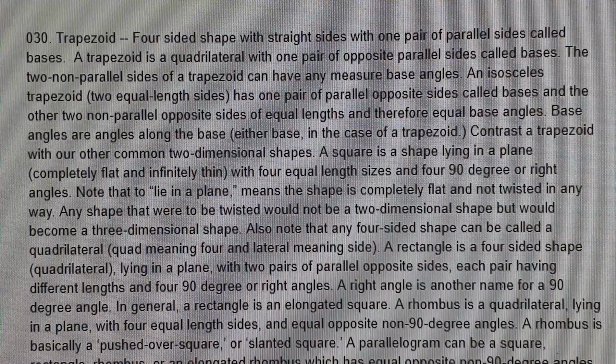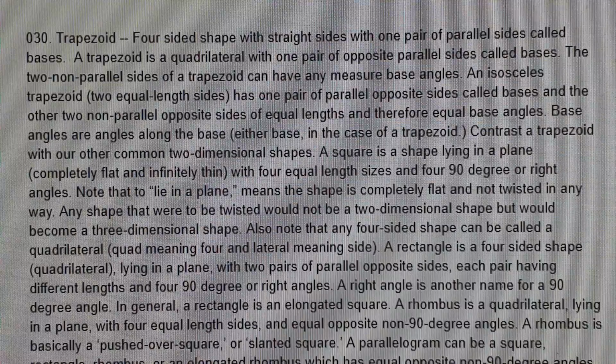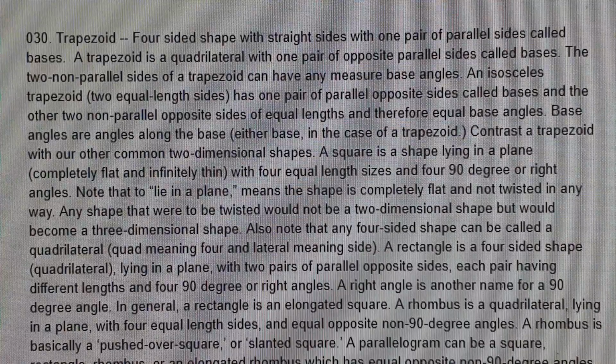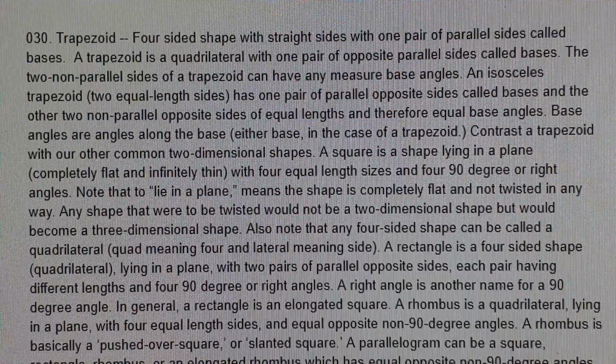A rhombus is a quadrilateral lying in a plane with four equal length sides and equal opposite non-90-degree angles. A rhombus is basically a pushed-over square or slanted square.